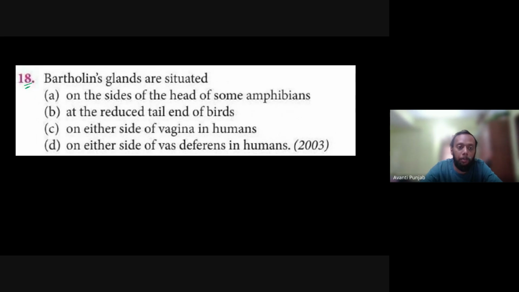Right. Bartholin gland are situated where? Bartholin gland आपके यहाँ पे कहाँ पे आपको मिल जाएंगे? Received the answer from Ludhiana, Jalandhar, Patiala, Talwara. And yes, on either side of the vagina, you'll have a Bartholin gland, which will have a secretion of the mucus, and that mucus is going to lubricate the vagina. So that's going to be called as a Bartholin gland.